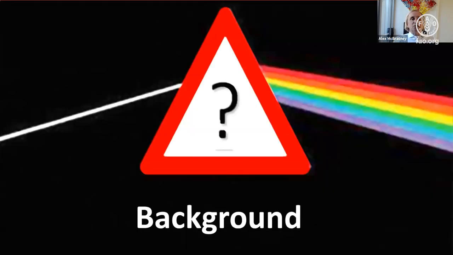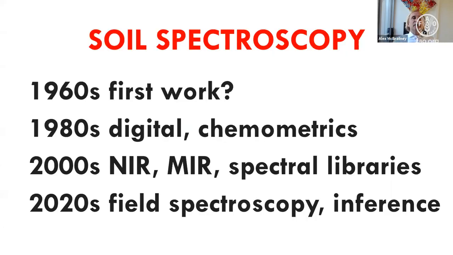But we'll go on. So a little bit of background in soil spectroscopy. I always like a little bit of history. So in the 60s, the work probably began. By the 80s, we had the idea of digital spectra, and not in soil science, but in chemistry itself, the beginning of what we might call chemometrics and all the techniques that you can use to manipulate spectra. And then probably in the 90s and more like the 2000s, we start looking at near-infrared, mid-infrared spectra of soils and the first work on spectral libraries. And now in the 2010s, 2020s, we're really interested in the potential of field spectroscopy and inference. What can you learn from spectra?